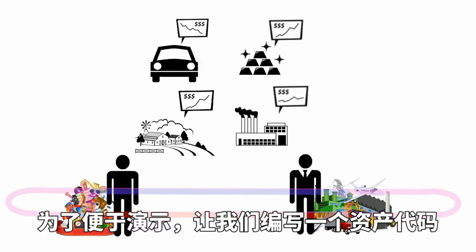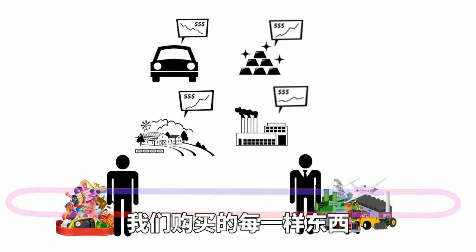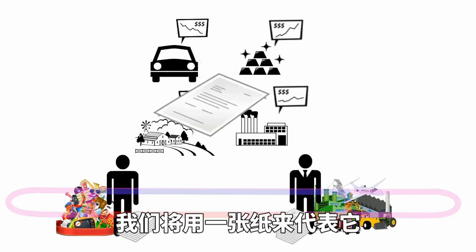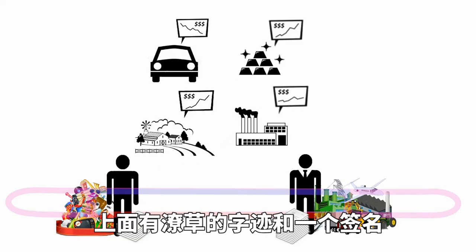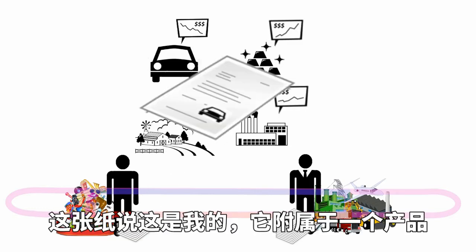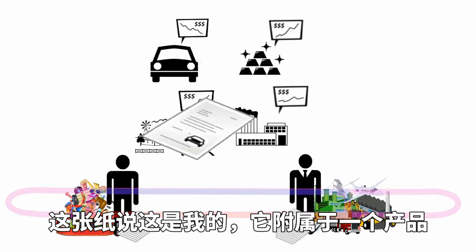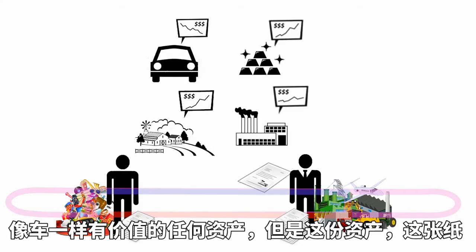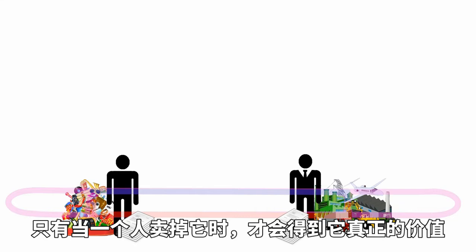For the sake of this presentation, let's call an asset everything that we buy that keeps a value through time. And we will represent it by a piece of paper with a scribble on it and a signature. And this piece of paper says, I own this. It is attached to a product, or it can be a property, a car, or anything of value. But this asset, this piece of paper, gets its real value only when you can sell it.